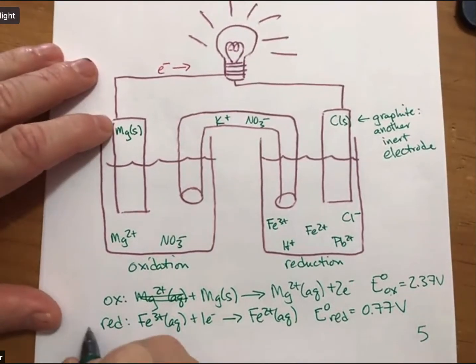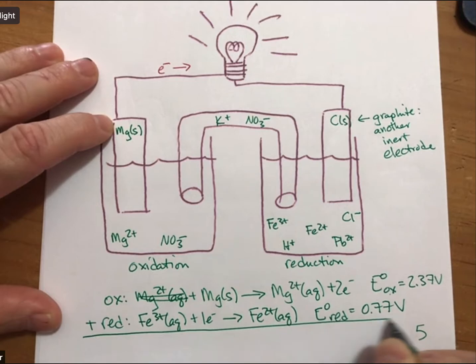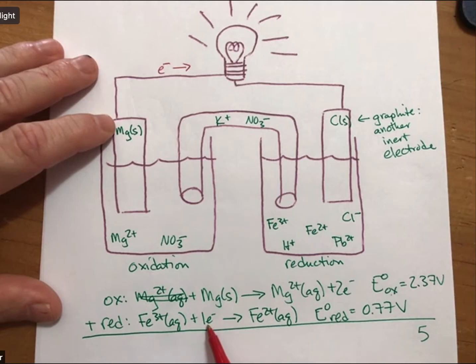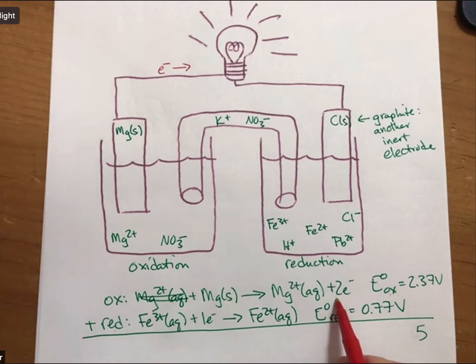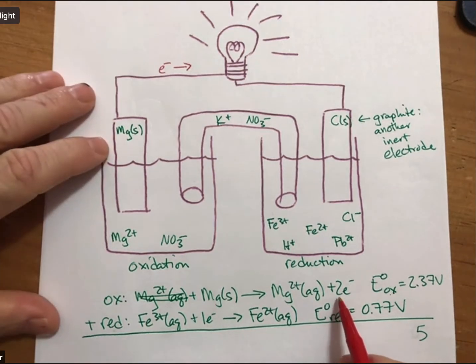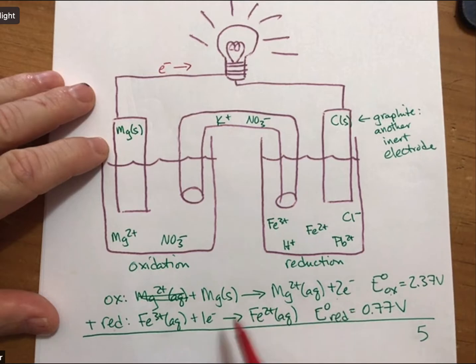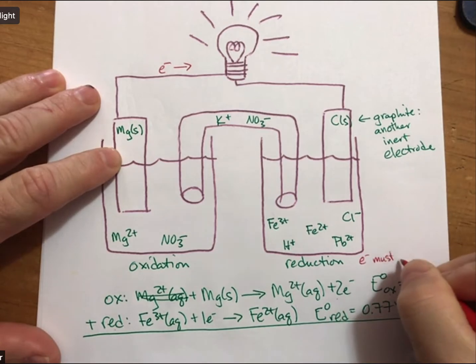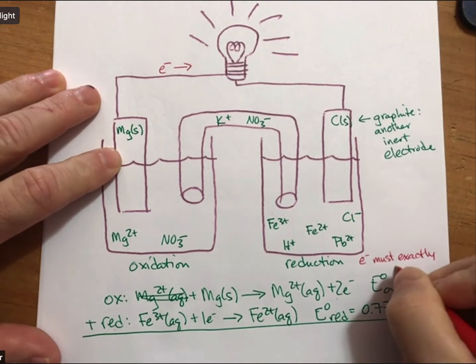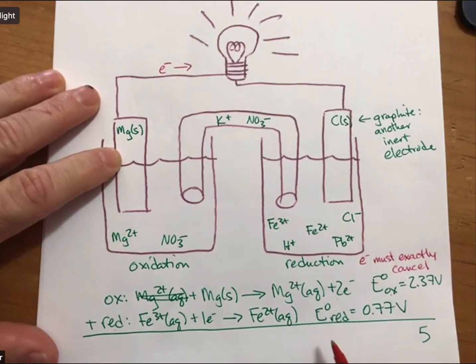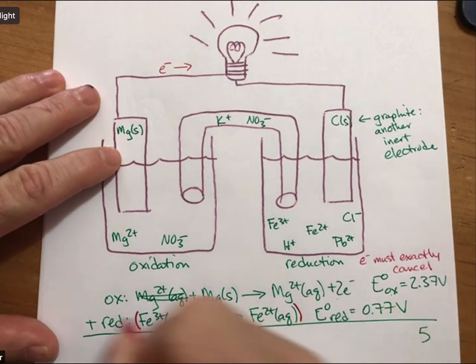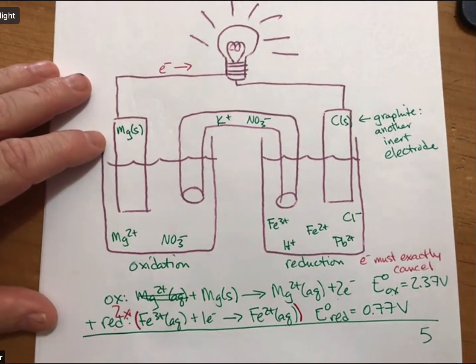So, adding up the half reactions. Here's where things get interesting if they weren't already. I have 1 electron in my reduction half reaction. I have 2 electrons in my oxidation. Electrons must exactly cancel. So that means that I have to multiply this reduction half reaction times 2.